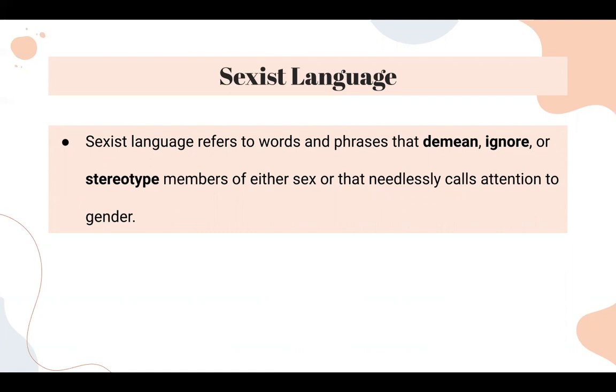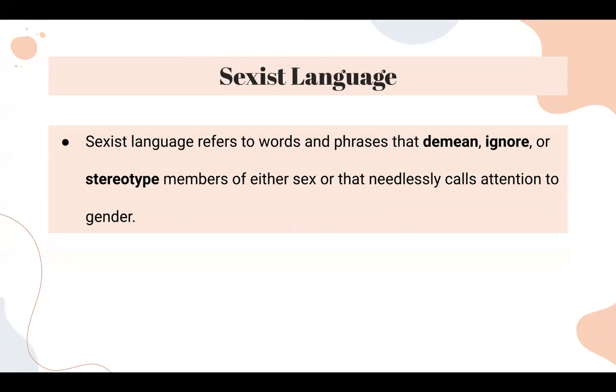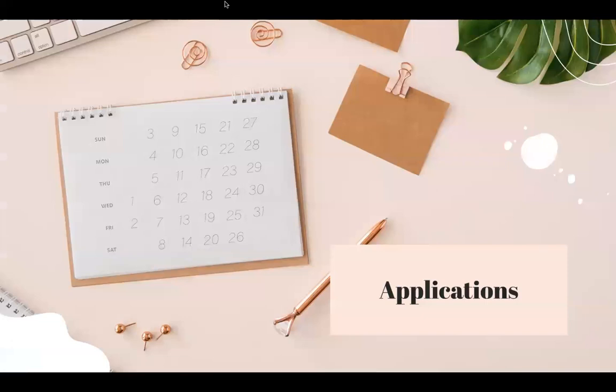These refer to words and phrases that demean, ignore, or stereotype members of either sex, that needlessly call attention to the gender. So the main difference between these two is that biased language focuses on more aspects of the person we are talking or writing about, such as age, sex, race, etc., and this one only focuses on the gender. And we will continue with the applications.